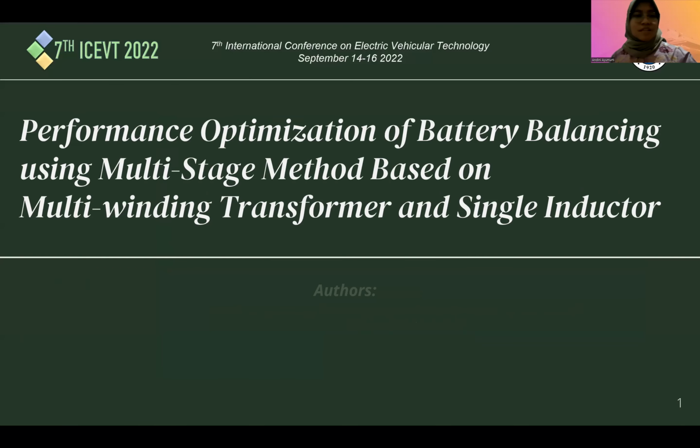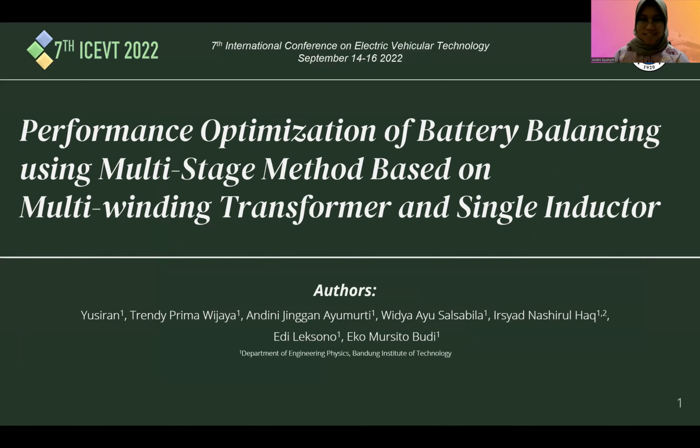Okay. Good afternoon, ladies and gentlemen. My name is Andini Dingan Ayumurti, and I hope you're all doing great on this beautiful day, because I'm glad to share my presentation about performance optimization of battery balancing using a multi-stage method based on a multi-winding transformer and a single inductor.